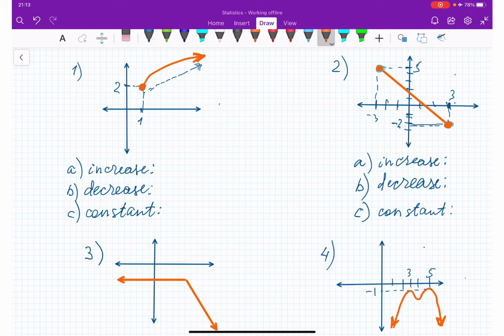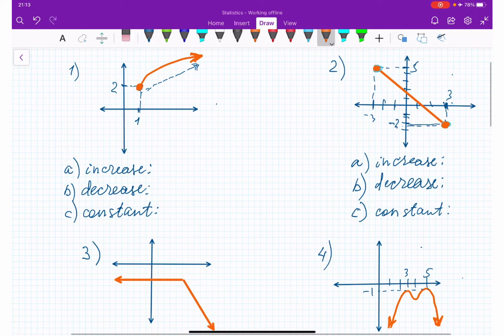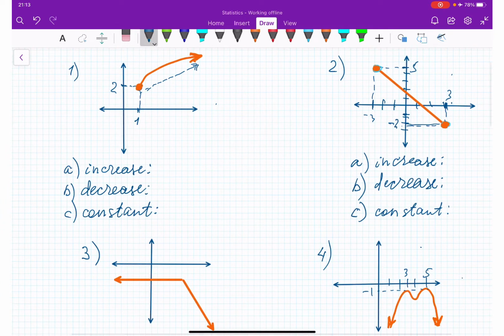So we need to identify the value of x at the beginning point, which in this case we have 1, and the ending point, since the arrow is running to infinity, is going to be infinity. Therefore increase is going to be 1 comma infinity. First we put the starting point and then the ending point.